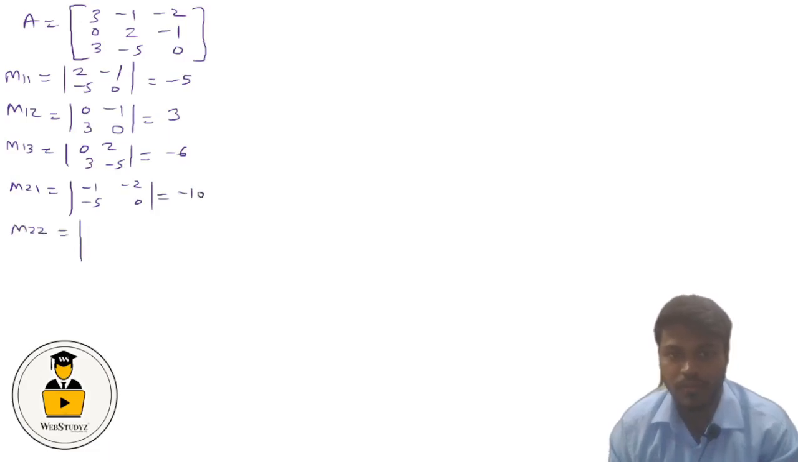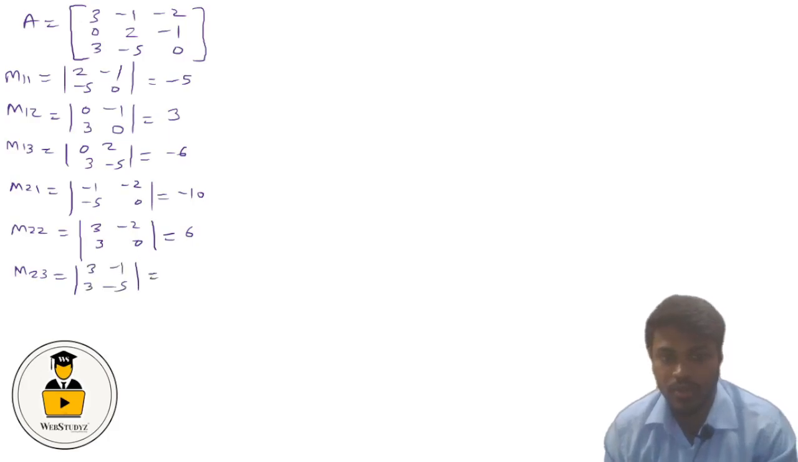M22 will be second row, second column. So this is 3, minus 2, 3, 0. So this is plus 6. Then M23 will be 3, minus 1, 3, minus 5. This will be minus 15 plus 3, which is minus 12.